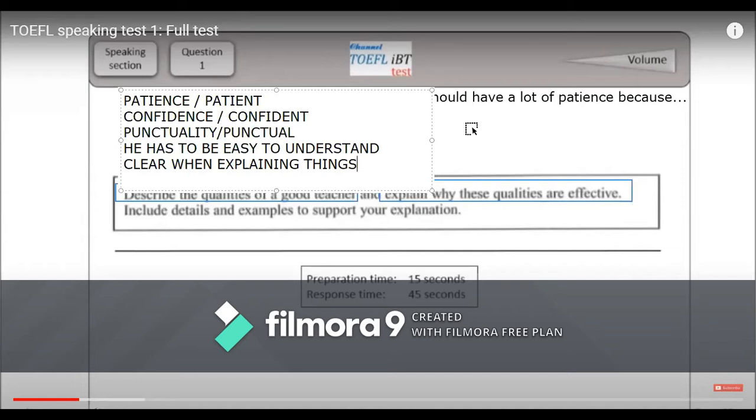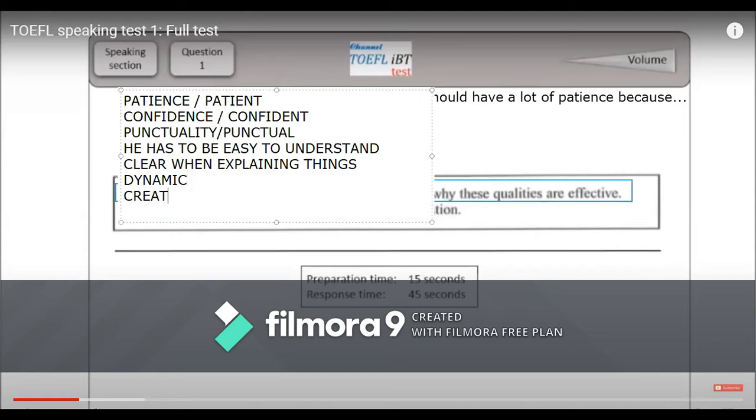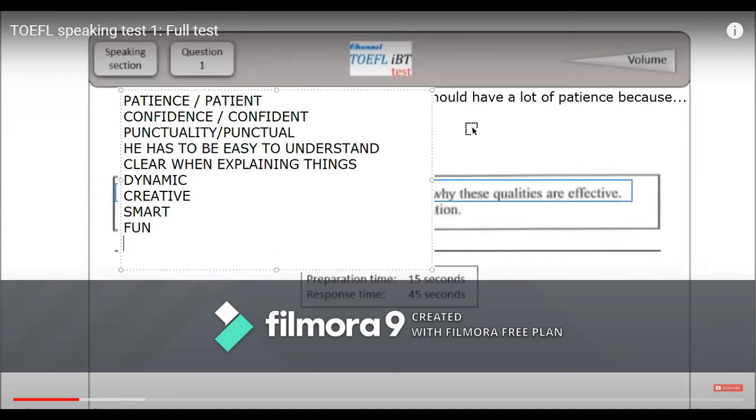Well, because it's important. I would say other qualities, for example, a dynamic teacher. It has to be dynamic, smart, creative, fun. These are more like fun or funny. Good methodology. Very good. He needs to have a good methodology and be knowledgeable. Knowledgeable means he has to know his topic. Knowledge, knowledgeable. So you have here some phrases.